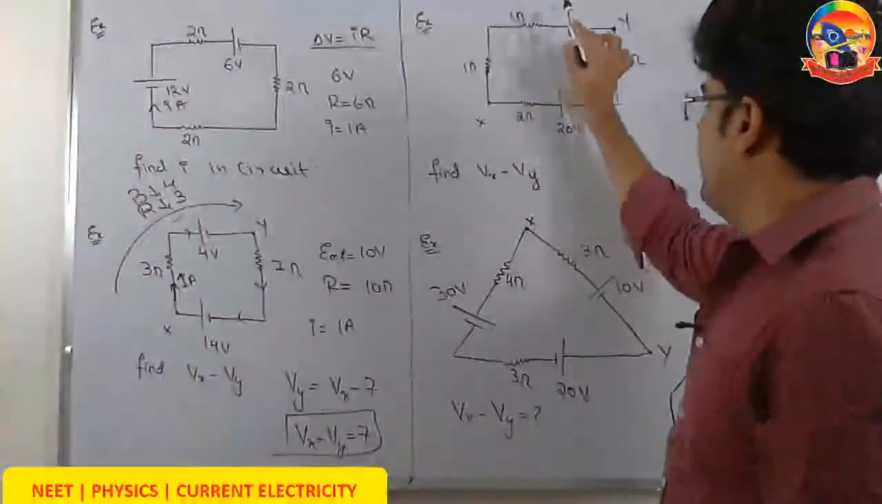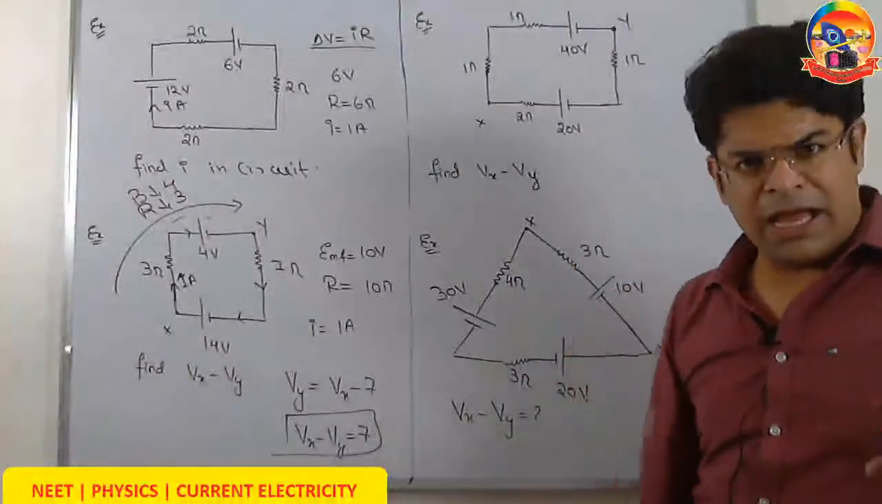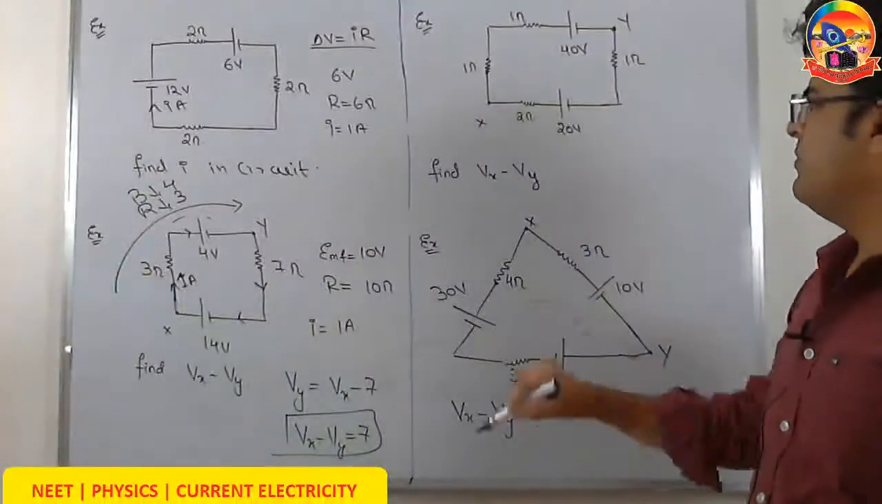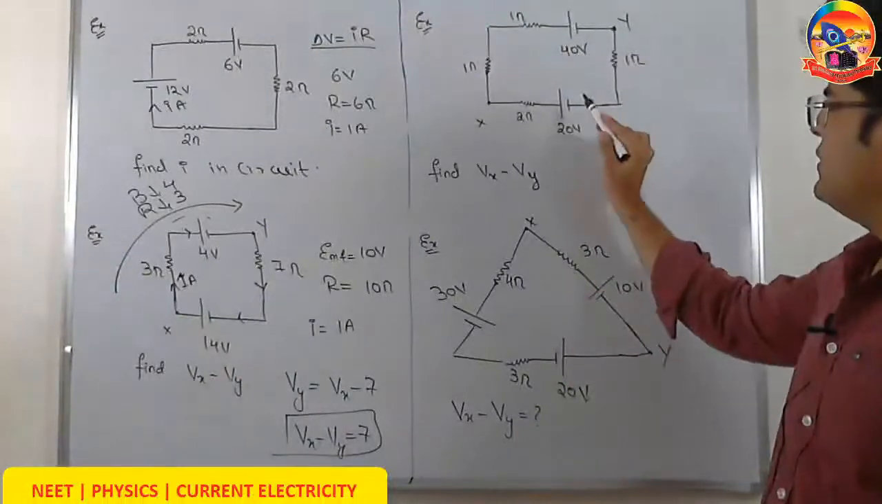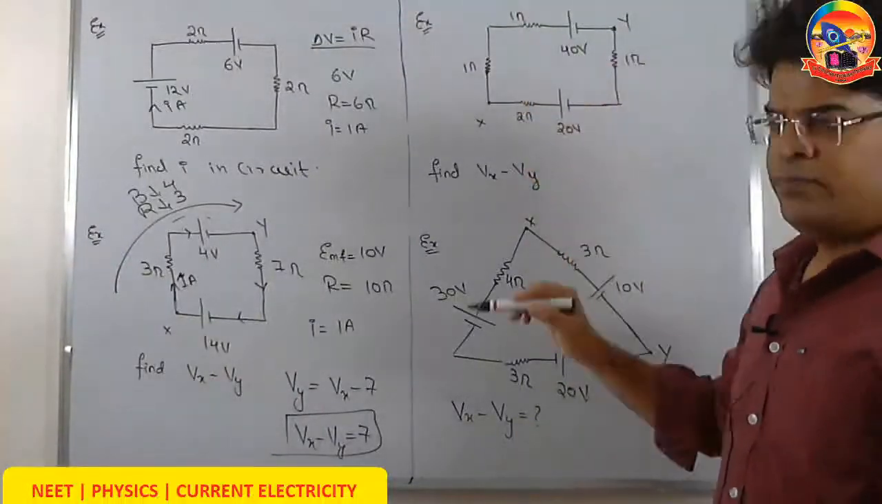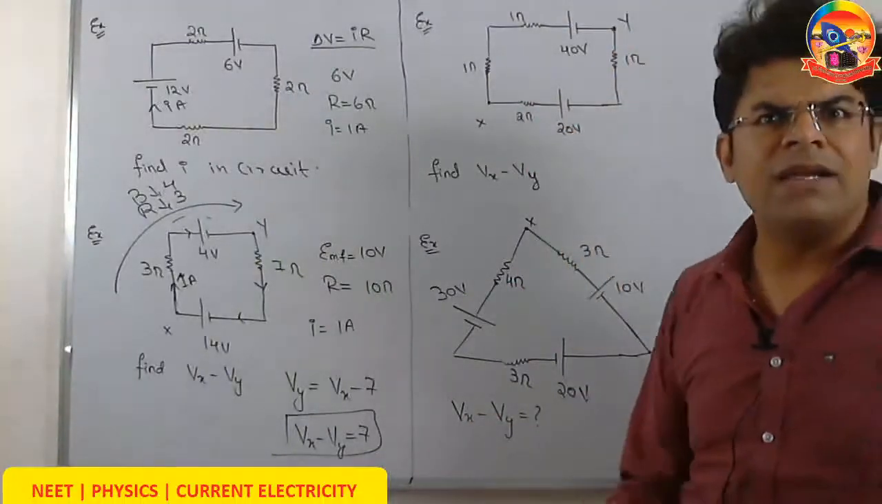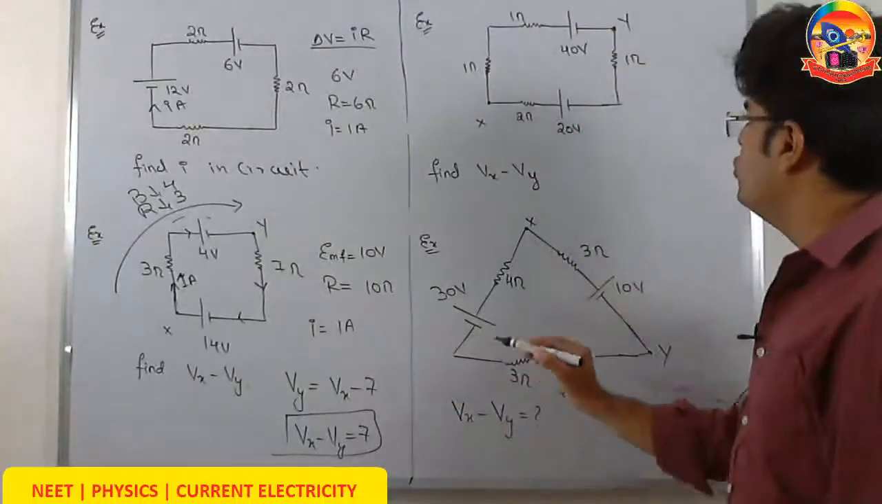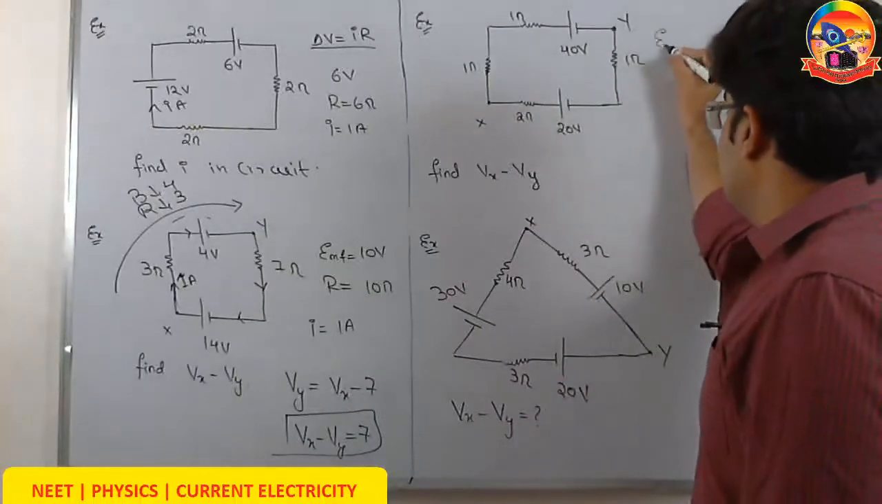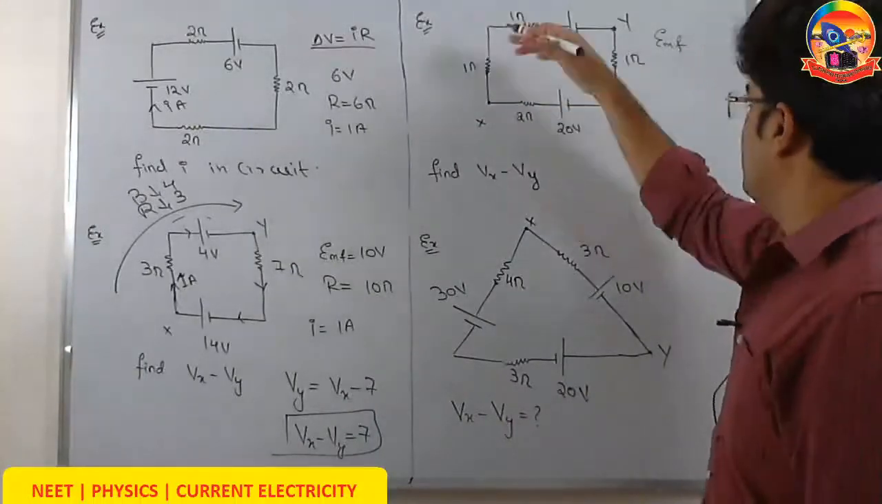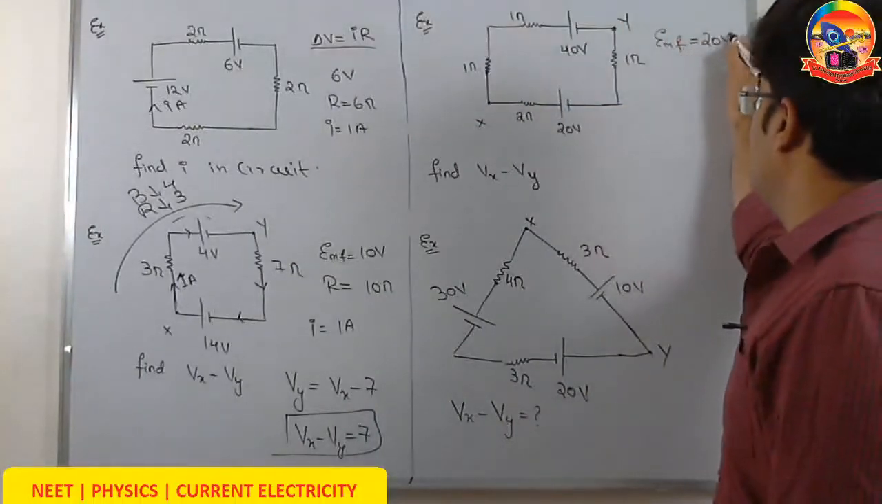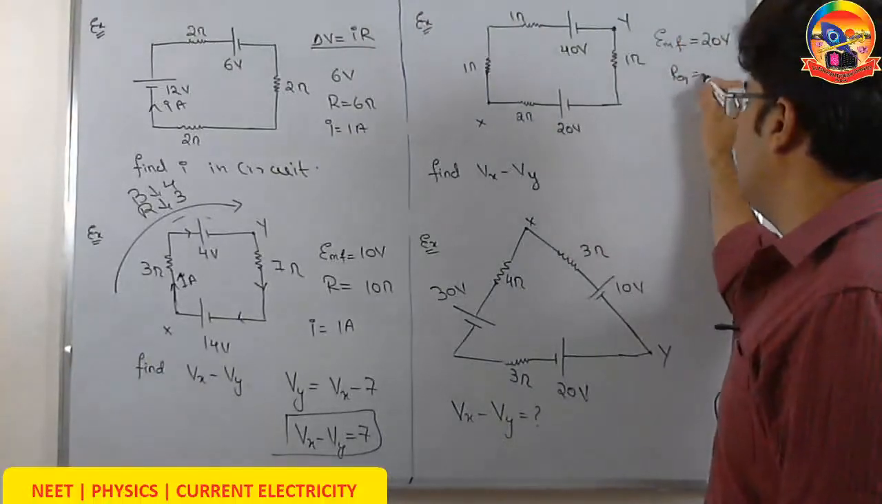Again, you can see we have a single loop. Again, I have asked the same question, what is Vx minus Vy? Now here, you can see this 20 volt wants to drive current clockwise. The 40 volt wants to drive current anti-clockwise. Who wins? Definitely the stronger battery wins. So now the overall EMF in this circuit has to be 40 minus 20, that comes out to be 20 volt. What is the equivalent resistance of the whole circuit?